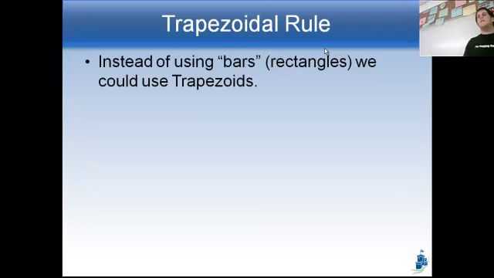We're going to learn quickly about how to use trapezoids instead of straight up bars, straight up rectangles, for the area under these curves. I know, it seems crazy at first, but we'll see in a second, okay? So first of all, instead of using our bars or rectangles like we've been using up to now, we're going to rock trapezoids instead.